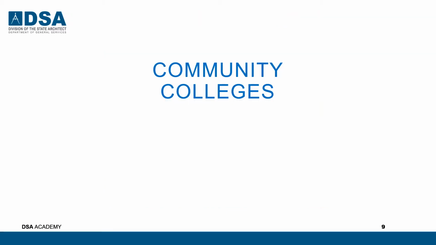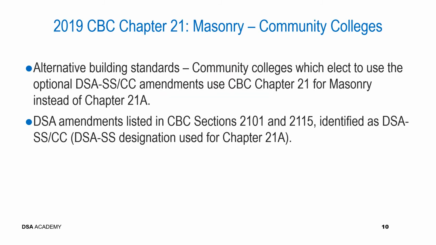Last but not least is issues concerning community college, which is unique to DSA and K-12 schools. There are alternate building standards when it comes to community colleges. Community colleges may elect to use different code requirement design parameters and amendments in the CBC Chapter 21 for masonry units.